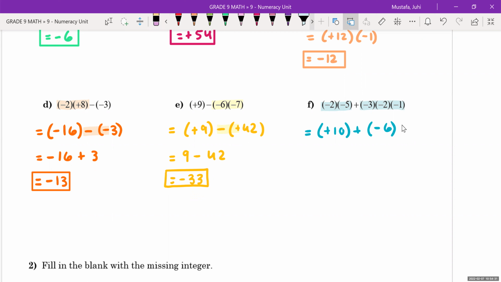Okay, now we're ready to go ahead and clean up these signs as well. And what does a positive and a negative give us? -6.